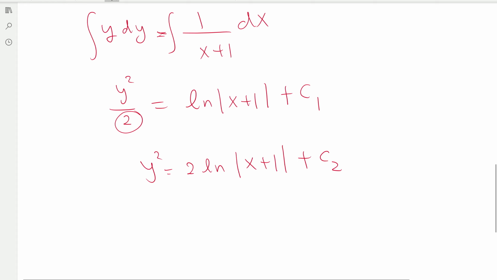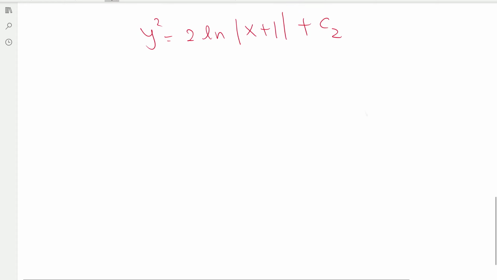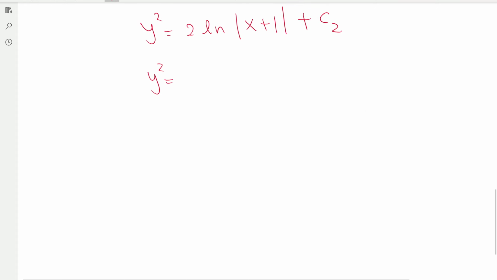Let's call it c2, another arbitrary constant. Let's get a little bit fancy here. Let's write this as natural log x plus 1 squared. You don't need to do that. It's not necessary, but I'm trying to get fancy and show you some math. So these are places where you can use algebra, but it's not necessary.